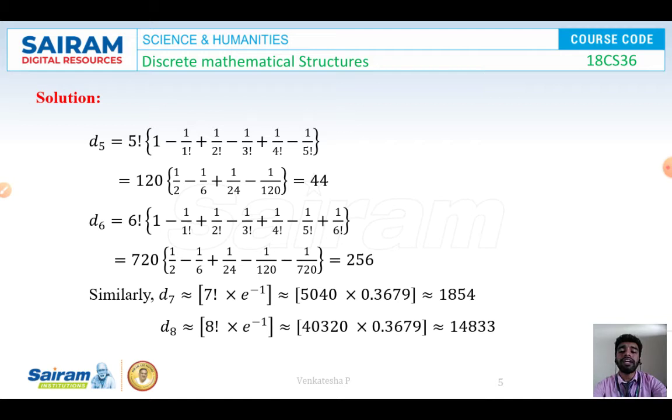Similarly, we can find d7 and d8 by replacing n equal to 7 and 8. So d7 is approximately equal to 1854, and d8 is approximately equal to 14833.